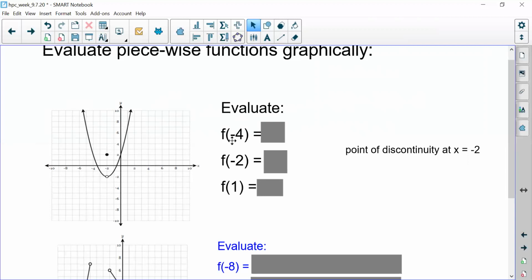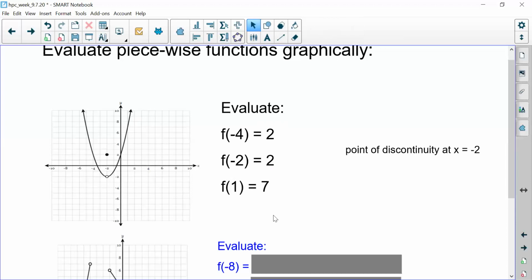Well, what is f of -4? When x is -4, you happen to be on the parabola part, so the result is +2. F of -2. Well, -2 is the only x value that isn't on the parabola. There's an open circle there, but the point is up here. So when x is -2, the result is +2. And f of 1, well, we're back on the parabola. When x is 1, you're way up here. It looks like your y value is 7.